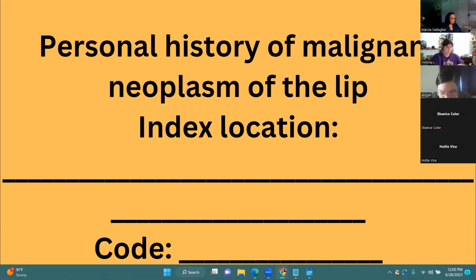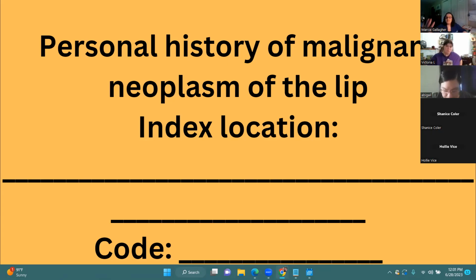So did we find something? Yes. What did you put in the search engine first of all? I put history, malignant neoplasm of lip, and I came up with C85.818. Did anybody get a different code? Did you get something, Abigail? I didn't put history in mine, but I got C14.8.